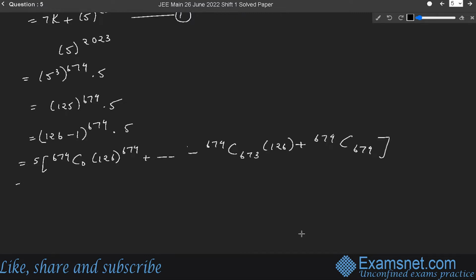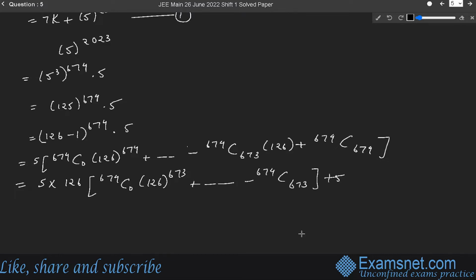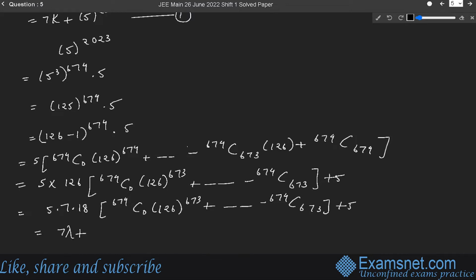So this will be equal to 5 into [126 and the remaining terms will be 674C0, 126 power 673 plus so on minus 674C673] plus 5. So this will be equal to 5 into 7 into 18 and the remaining terms are 674C0, 126 power 673 plus so on up to minus 674C673, plus 5. So this will be equal to 7 lambda plus 5.